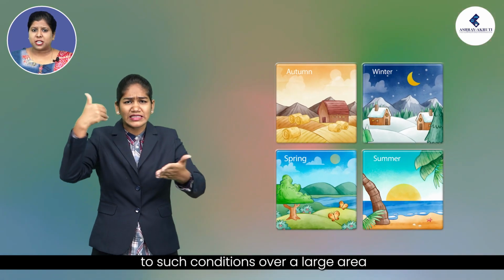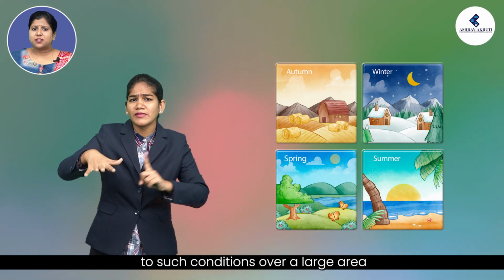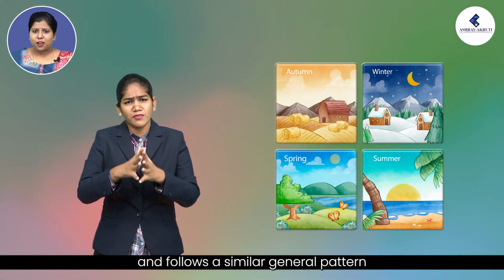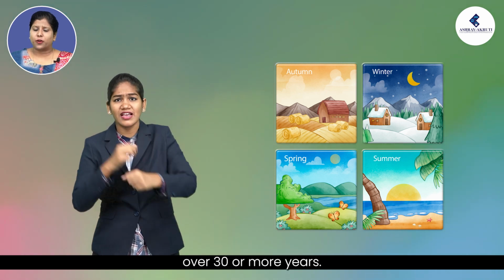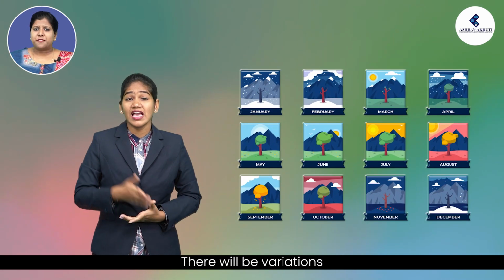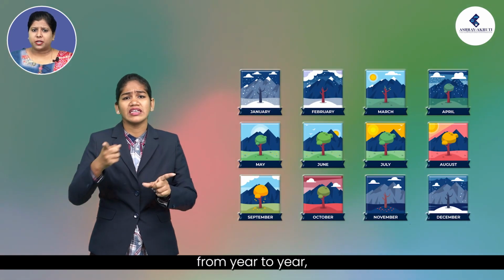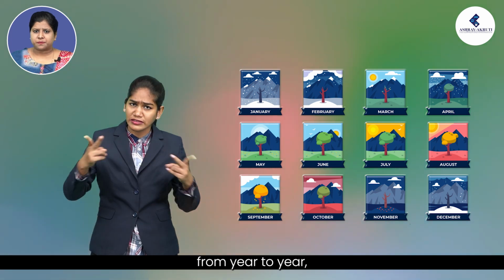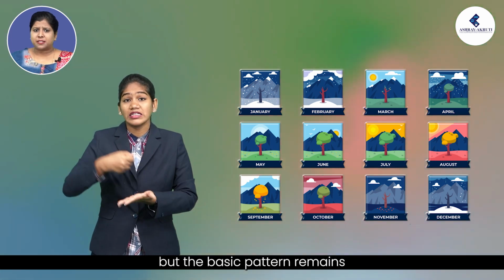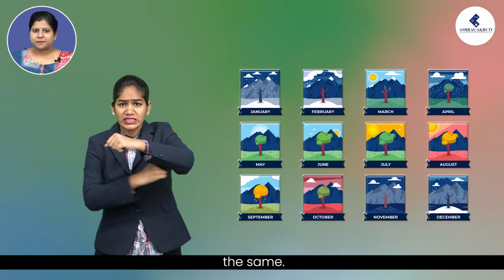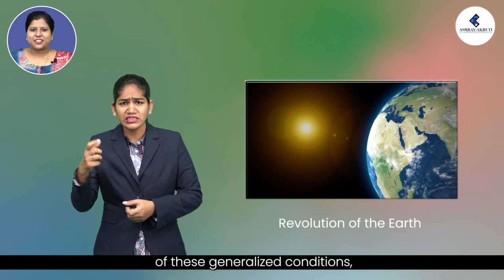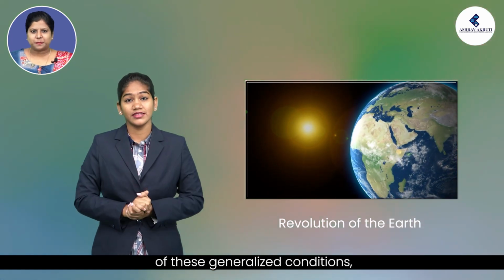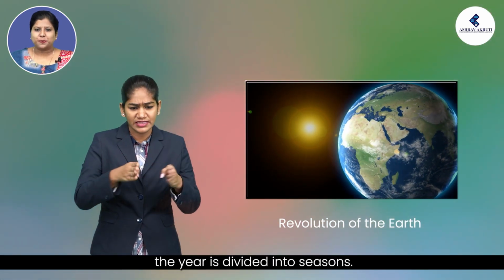Climate refers to such conditions over a large area and follows a similar general pattern over 30 or more years. There will be variations from year to year, but the basic pattern remains the same. On the basis of these generalized conditions, the year is divided into seasons.